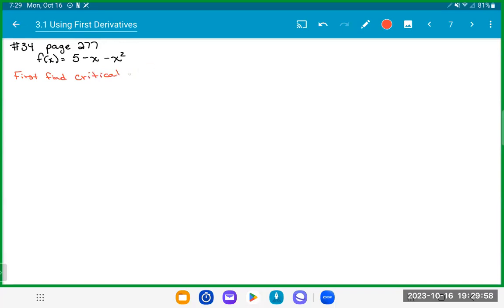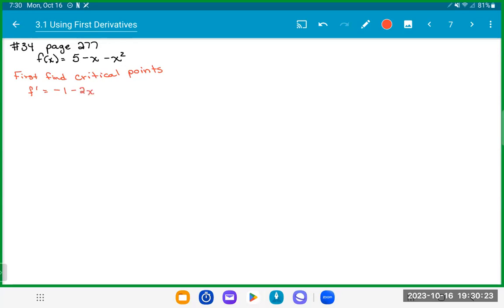You could call them critical points, critical values. I think the textbook calls them critical points. Okay, so the first thing you want to do when you want to find the critical point is, let's first find our derivative, right? So our derivative of this, the derivative of 5 is 0. The derivative of negative x is -1. Derivative of negative x squared is -2x.